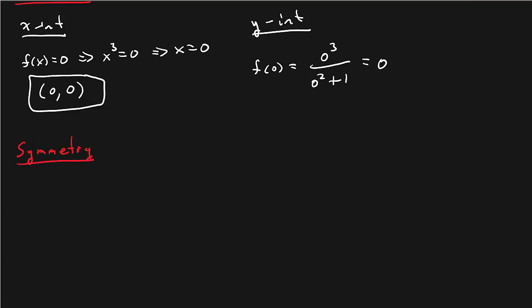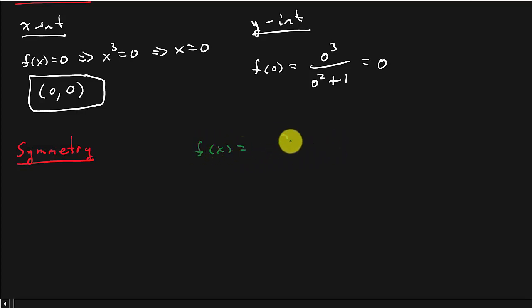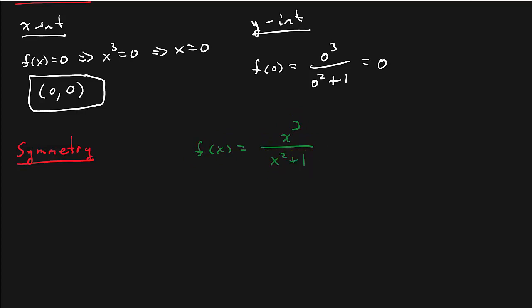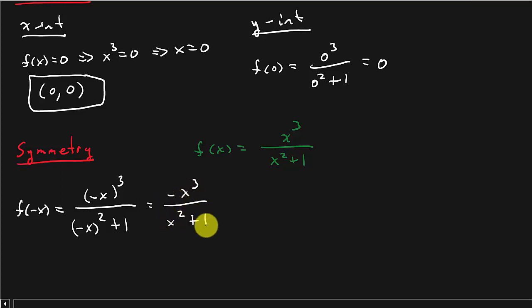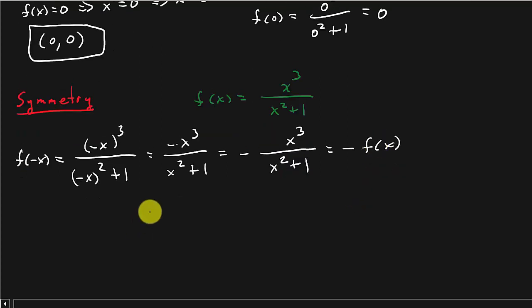All right, now let's look at symmetry. So for symmetry, now let's go ahead and write the function down so we can see it. x cubed over x squared plus 1. All right, so for symmetry, I'm going to evaluate this function at negative x. So I've got f of negative x is equal to negative x cubed. I'm just replacing x with negative x. And so that's going to be negative x cubed over x squared plus 1. And then I'm going to take this minus and pull it out to the outside of the fraction. And you can see this is equal to a negative, and then this is f of x. So I know this is an odd function. All right.